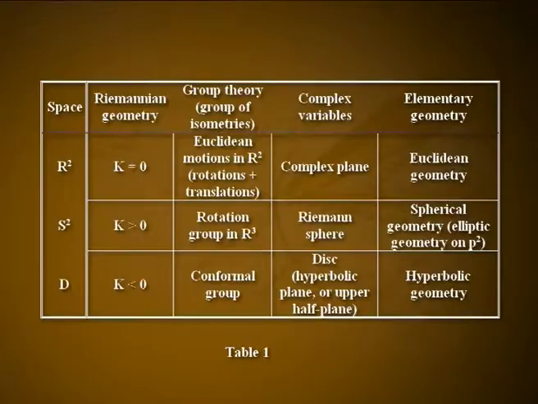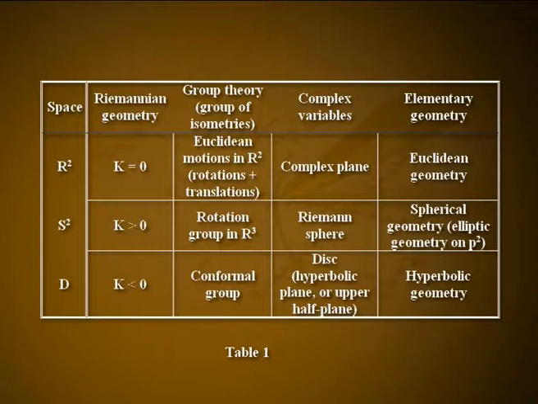Second point, we have exhibited three Riemannian manifolds R2, S2 and D of constant curvature K equal to 0, K greater than 0 and K less than 0 respectively. It turns out that any two simply connected complete Riemannian 2-manifolds of constant curvature are isometric. These three examples are important in several different mathematical disciplines as illustrated in the table 1 given.